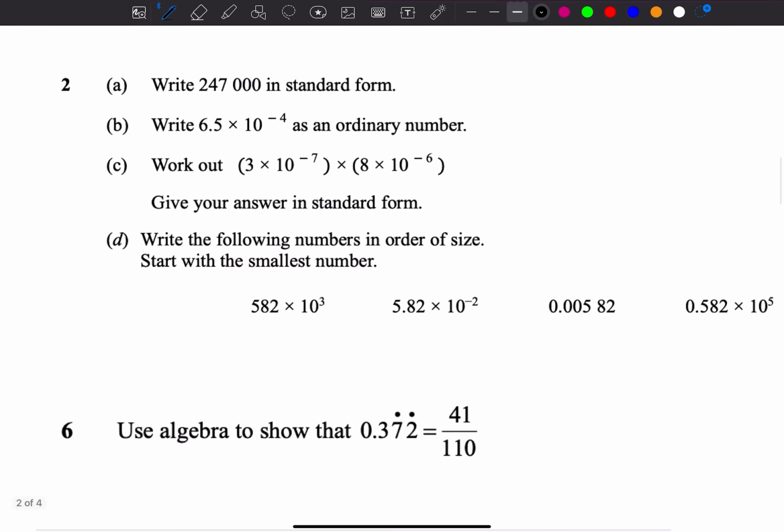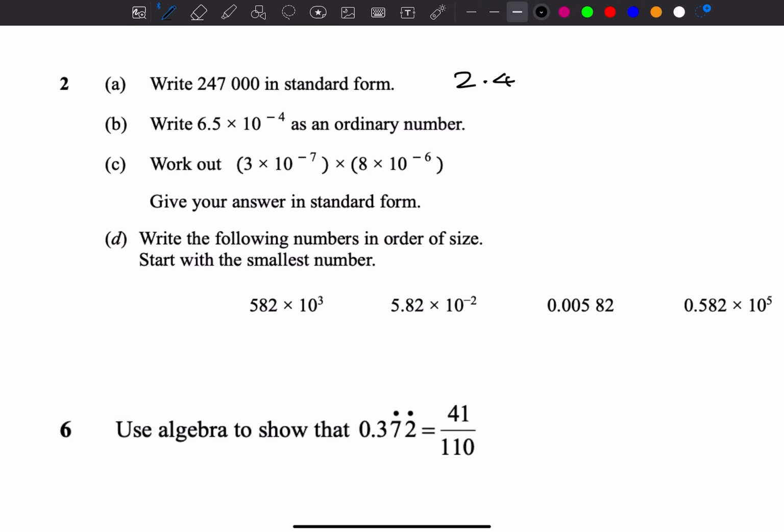Next one, standard form this. 2.47 times 10 to the power how many? 2.1, 2, 3, 4, 5.